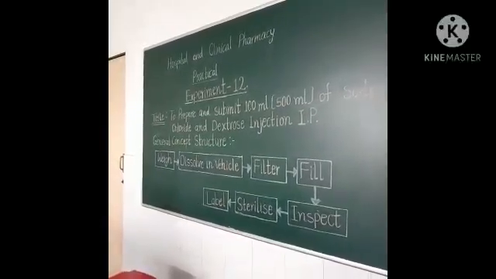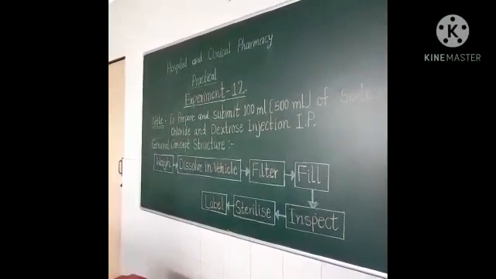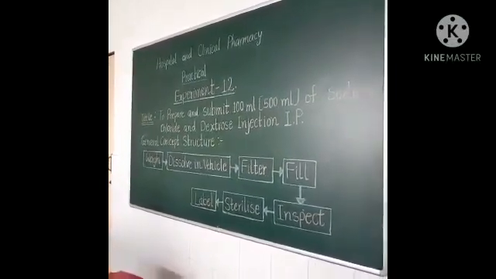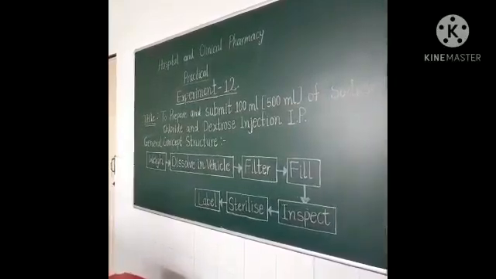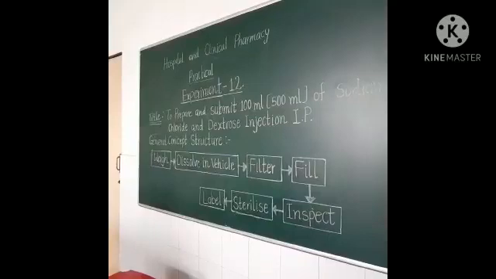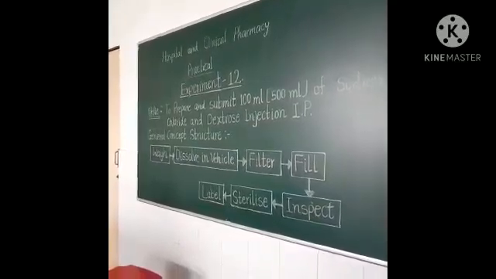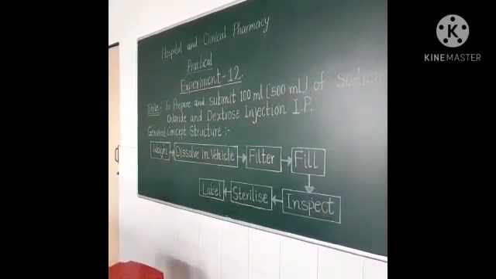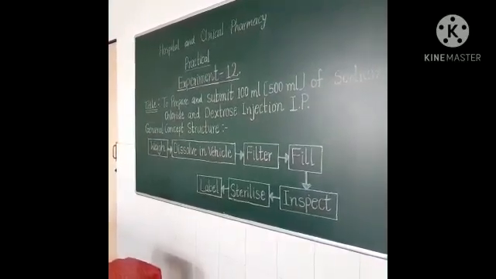Dear students, in Hospital and Clinical Pharmacy Practical, today we'll start with experiment number 12. The title for this experiment is to prepare and submit 100 ml (500 ml) of sodium chloride and dextrose injection IP. The general concept structure for this is given below.